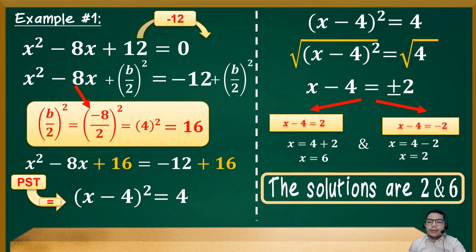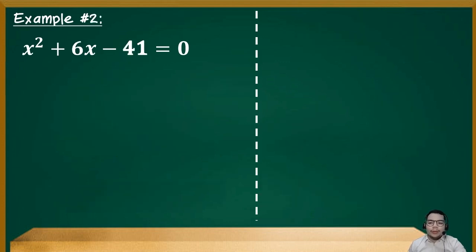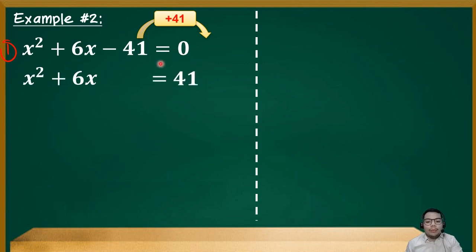Okay, let's try another example. So let's consider this example number 2. x squared plus 6x minus 41 is equal to 0. Let's once again do the first step. Step number 1, we have to transfer this negative 41 to the right side of the equation. So instead of negative 41, we'll be having positive 41. We moved it to the right side, so it becomes positive.